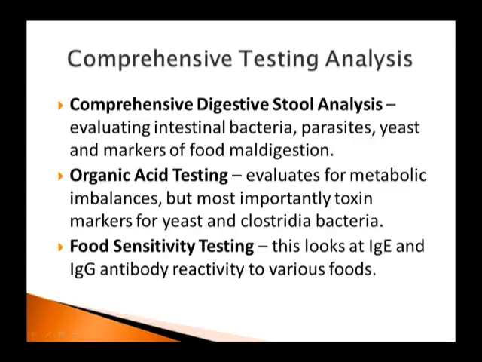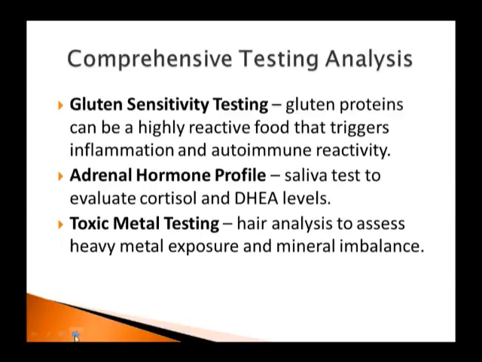Food sensitivity testing is incredibly worthwhile because these foods, which can be an allergic reaction or a sensitivity reaction, all put a stress and strain on the immune system, which generally makes any condition with respect to RA worse, which then leads us into gluten sensitivity testing. Gluten proteins are highly reactive foods for people with inflammation and autoimmune tendencies, so you absolutely should have a gluten intolerance test and rule that out.